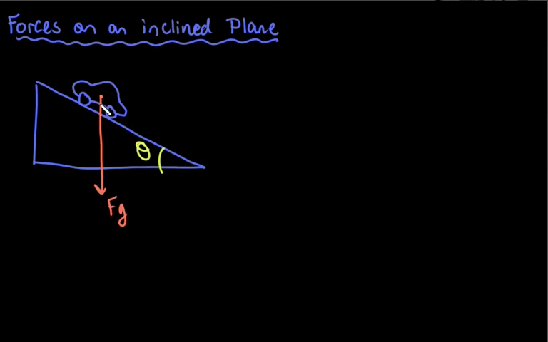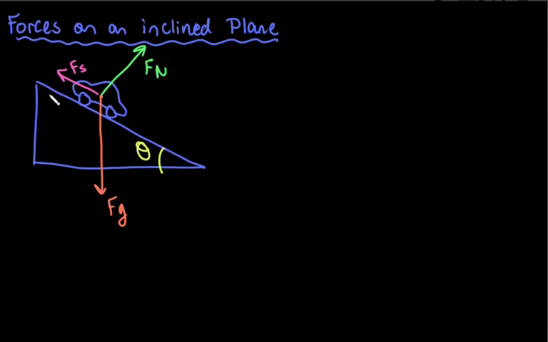We know that the normal force is perpendicular to the surface, so it's going to be upwards at an angle like this. And we also know that there is friction force that is preventing the car from going down the hill, so the friction force is going up like this.